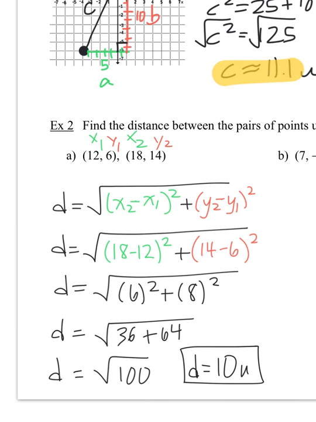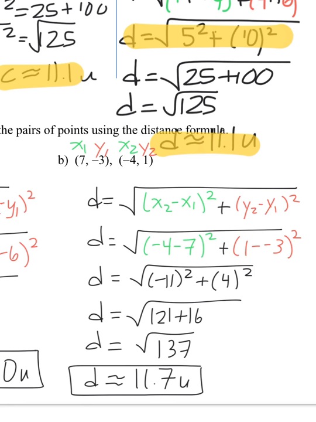Go ahead and pause the video, try example 2, letter B out on your own, and then when you're ready to check your work, press play and see how it compares. The distance formula is set up. If you identified your x's correctly, you need to subtract 7 and negative 4. If you identified your y's correctly, you need to subtract negative 3 and 1.